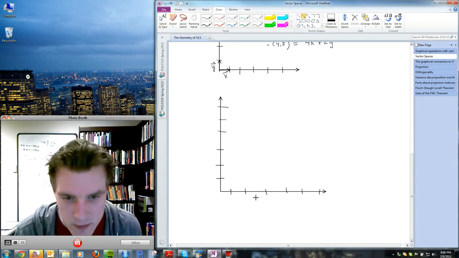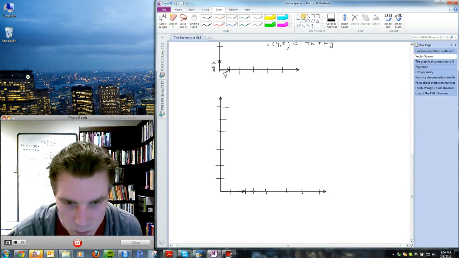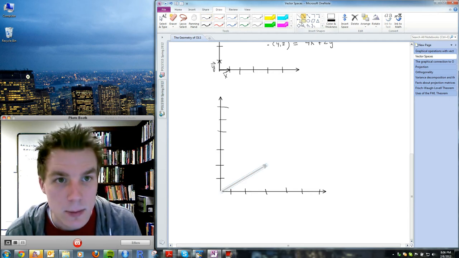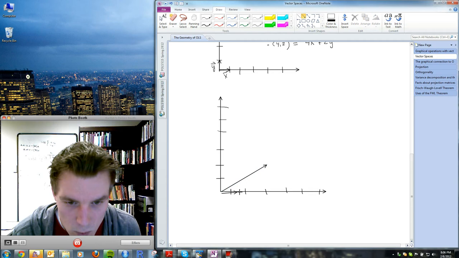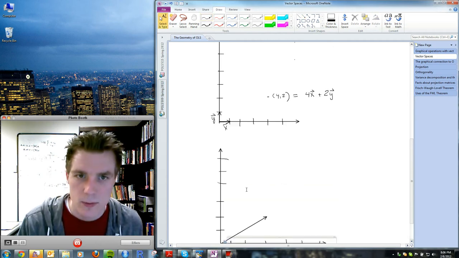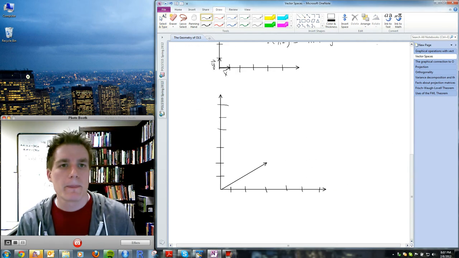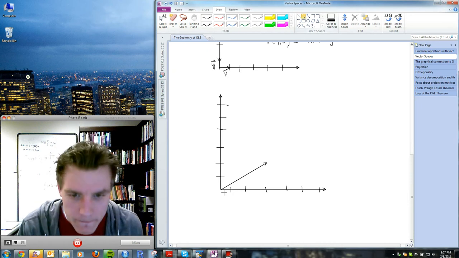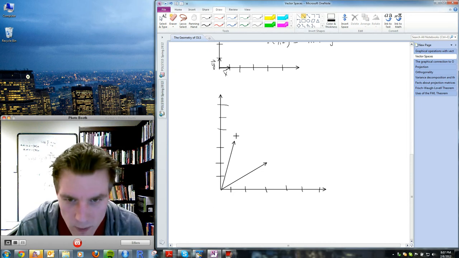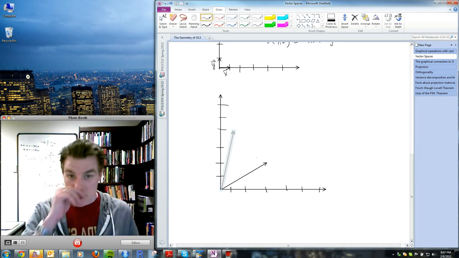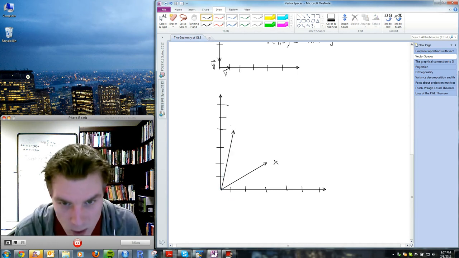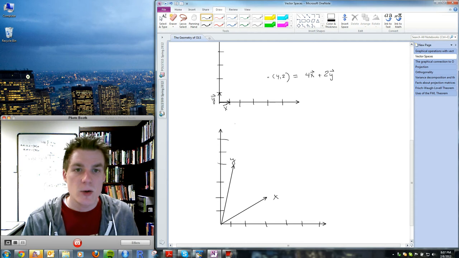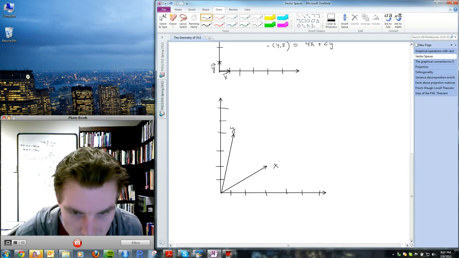So here's 1, 2, 3, 2, and 1, 4. Okay, so there are my two vectors. This is x and this is y. And now my original point here was 4, 2. So I've got 1, 2, 3, 4, 1, 2.